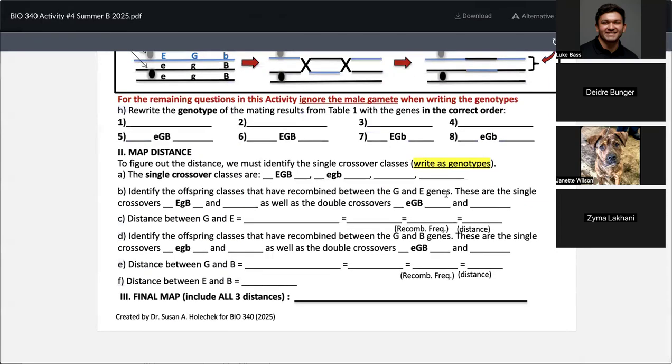I just call them the in-betweeners or the mid groups, I guess. Then you're going to get the genotypes for them, and you're going to identify two different groupings of single crossovers.